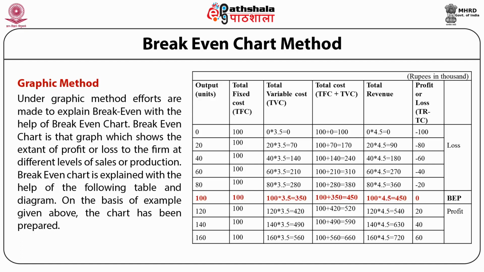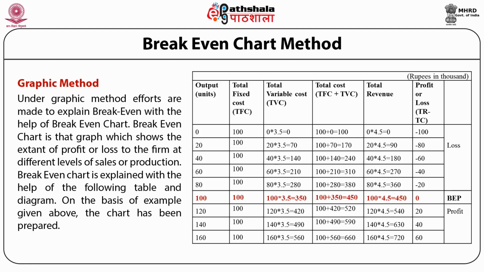In the next column, we have taken the total revenues. Total revenue is equal to total output given in column 1 multiplied by selling price per unit, that is 4,500. So here in this column, we have taken the sales at different levels of output. Like in case of 0 output, it is 0. In case of 20 units, it is 90,000. And in case of 160 units, your sales volume is 7,20,000.